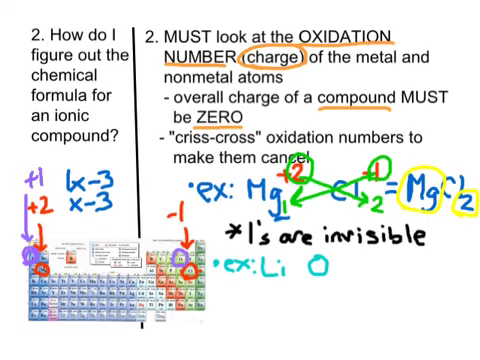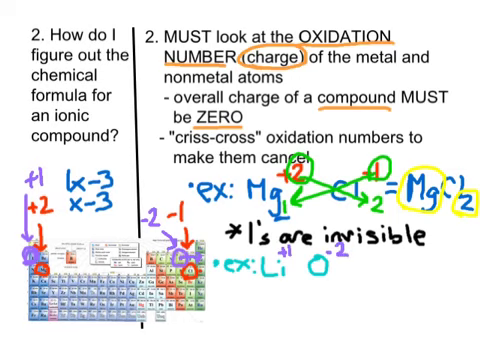And oxygen is in group 6. So that means it has 6 valence electrons and needs 2 more to become like the noble gas nearest to it. So it's going to gain 2 and become a negative 2 charge. So we're going to have lithium positive 1, oxygen negative 2.